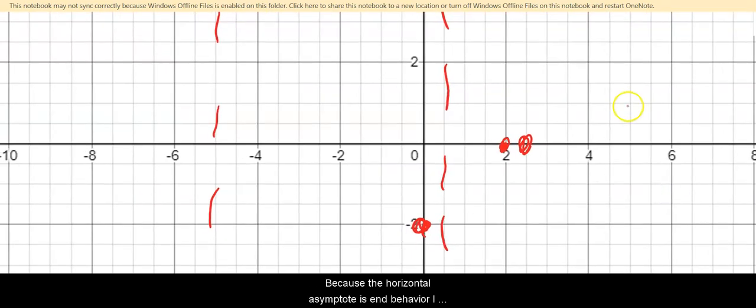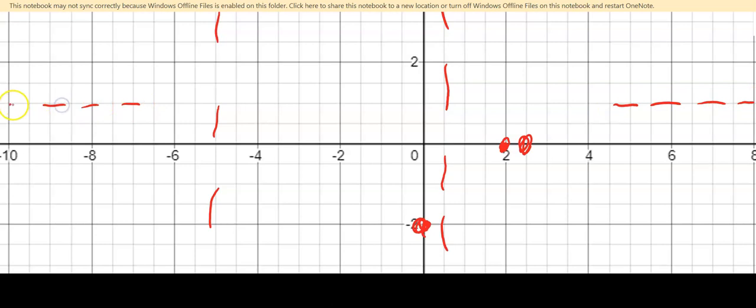Because the horizontal asymptote is end behavior, I do not need to draw it until I get to the far left and far right of the picture. It does not enter into play here in the center of the picture because it is end behavior as x goes to infinity or -infinity.